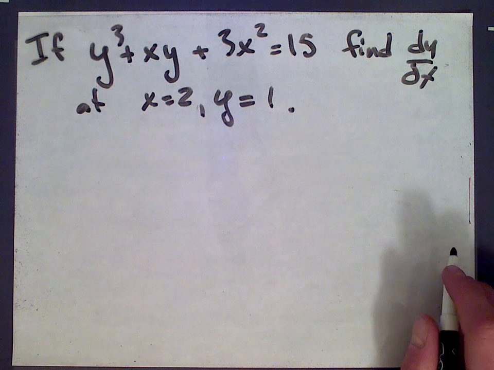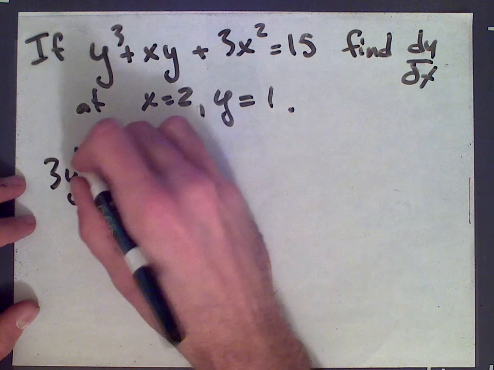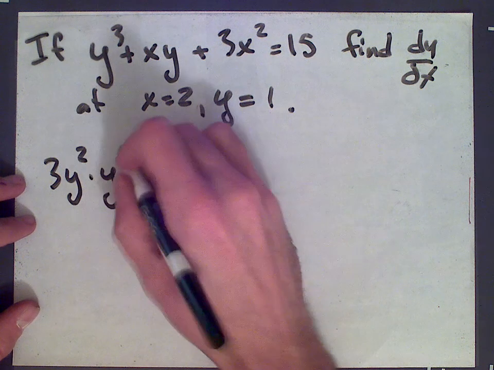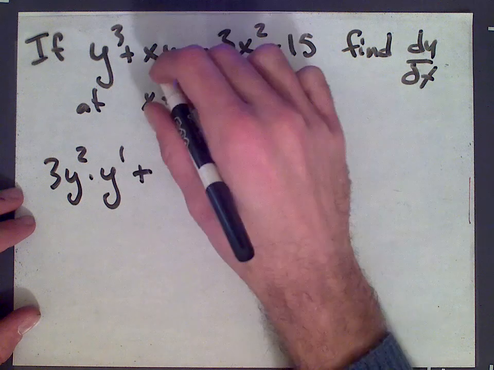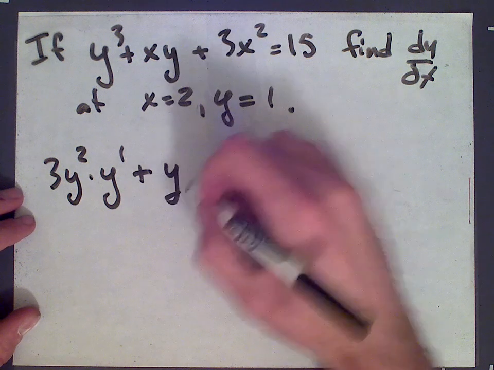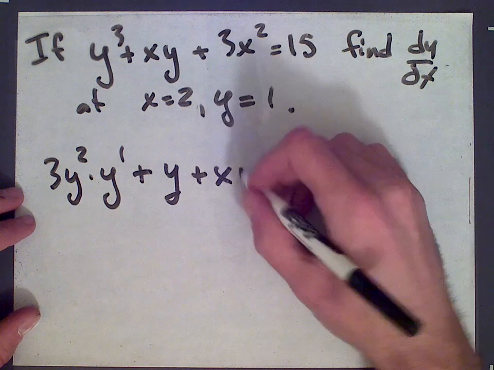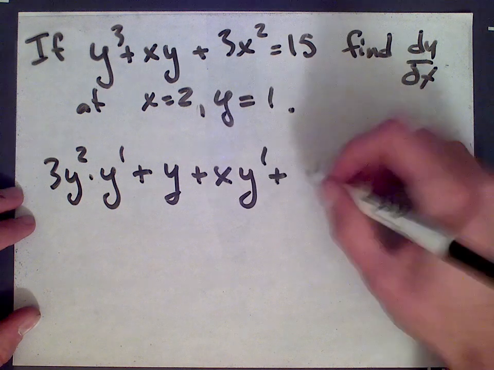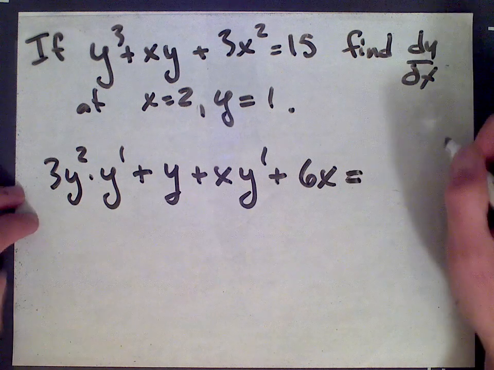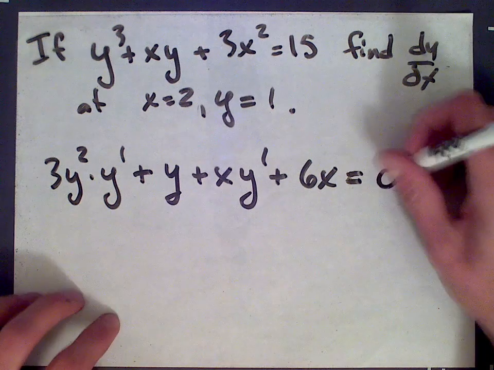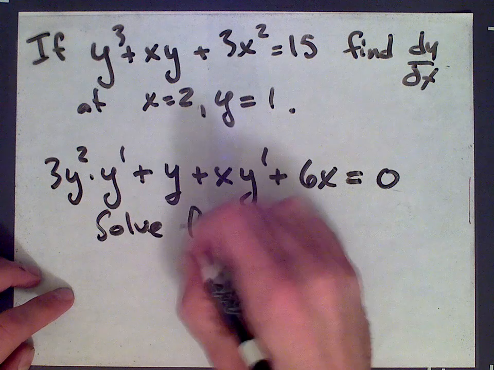We take the derivative of both sides of this equation. The derivative of y cubed is 3 times y squared, and because of the chain rule, we multiply by y prime. Then we use the product rule on the next term: the derivative of x is 1 times y, plus x times the derivative of y, which is y prime, plus the derivative of 3x squared, which is 6x. On the right-hand side, the derivative of 15 is 0. Now you just solve for y prime.